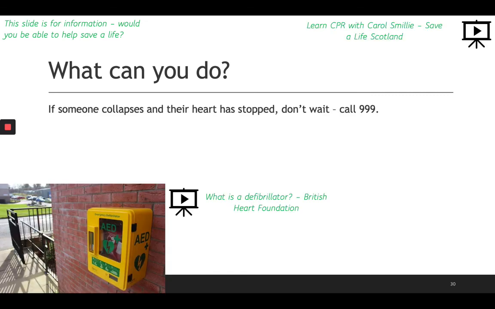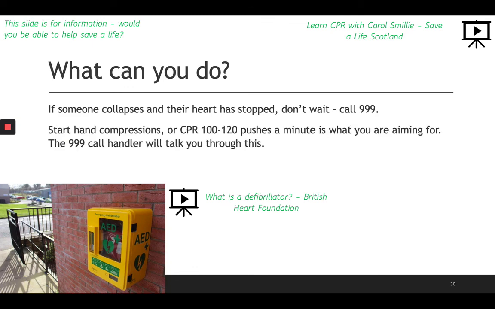Now, if someone collapses and their heart has stopped, again, don't wait, call 999. Start hand compressions or CPR for 100 to 120 pushes per minute. This is what you're aiming for. And the 999 call handler will talk you through it. Use a defibrillator if one is nearby, and you'll start to see more and more of these pop up around the joint. Health centres have got them. I know Tesco in Lanark has got one actually.